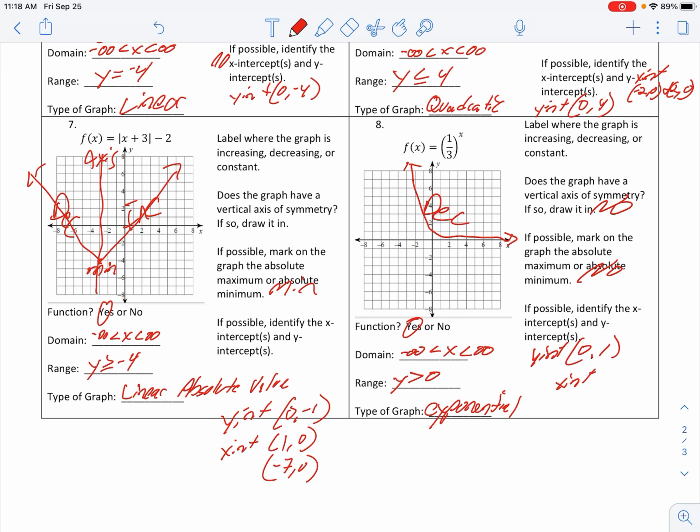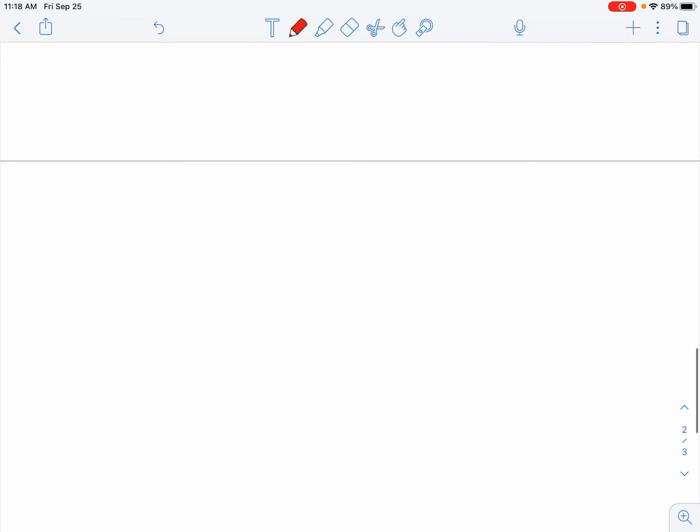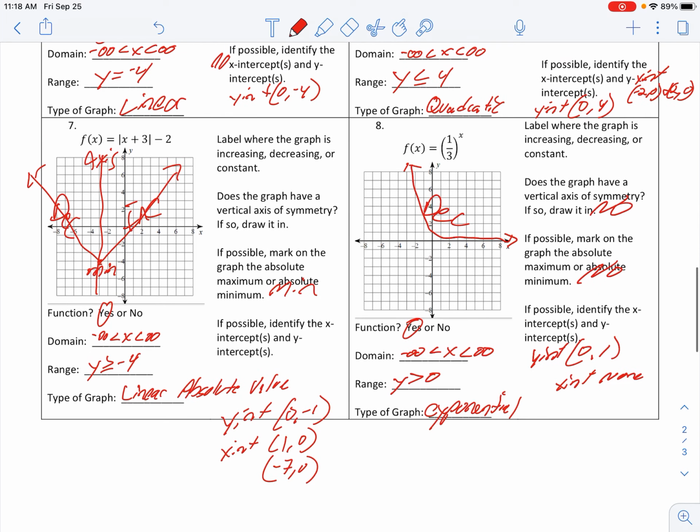It will not have an x-intercept. It looks like it's crossing the x-axis, but it's not. Again, something we will talk about throughout the year in that regard. And I think that does it. So all these are the types of questions we've been looking at that are going to be on your test then for Tuesday.